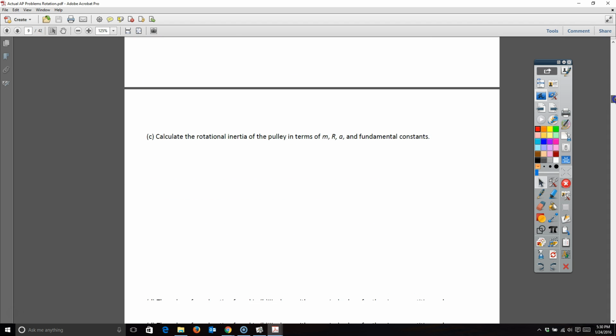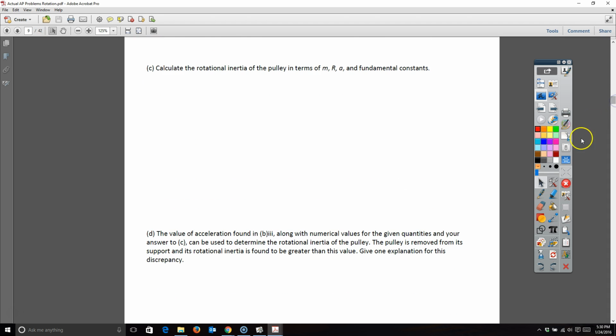They want us to calculate the rotational inertia of the pulley, and they want us to do it in terms of M, R, and fundamental constants. So if your answer doesn't show up like that, you will not get full points. I know that T times R, the tension times the radius, should equal I alpha. And so alpha here is equal to A over R.